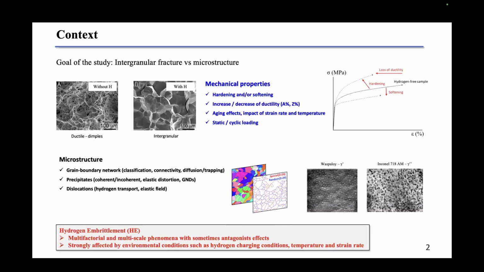The microstructure of the material is very important regarding hydrogen embrittlement. And on the other hand, new manufacturing processes, such as additive manufacturing, can provide new original microstructures. So in this context, the study focuses on hydrogen microstructure interactions of an additively manufactured alloy. And more precisely, we're going to focus on three types of defects: grain boundaries, precipitates, and dislocations.